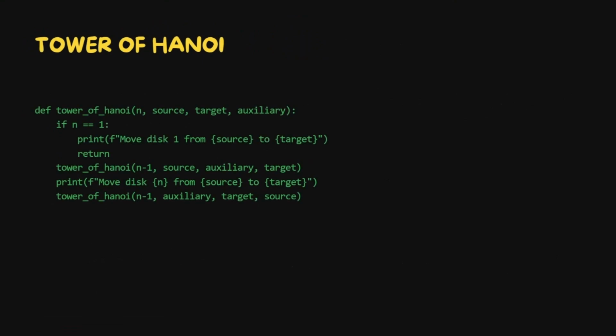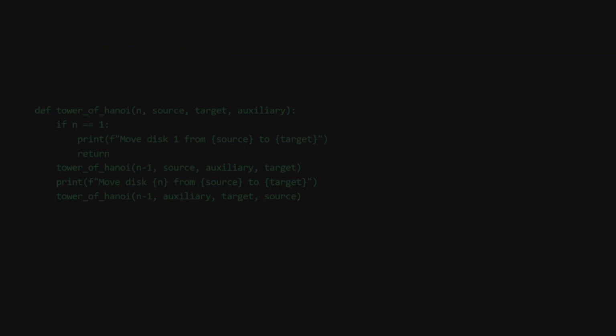So let's see the recursive solution. First, we define the function with n disks and 3 routes. If n equals 1, that is the base case: if there is only one disk, move it directly. Then we move the top n minus 1 disks to the auxiliary route. Then we print the move for the nth disk. Then we move the n minus 1 disks from the auxiliary route to the target route.